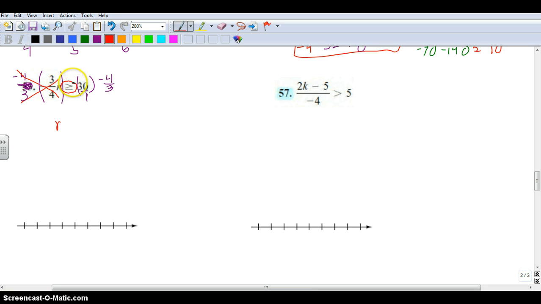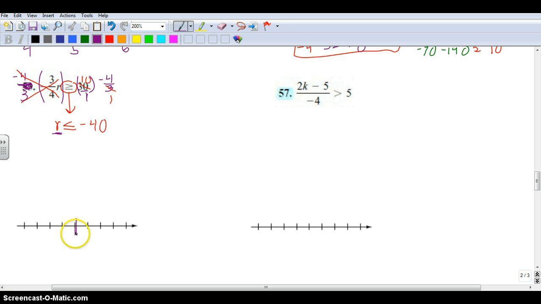But here we have to be careful, because looking back at that rule I wrote up at the top, if you multiply or divide by a negative, the inequality sign flips. So this becomes a less than or equal to. And then right here, the 3 and the 30 reduce like so. And so now we're left with 10 times negative 4 over 1, so just negative 40. Okay? So r is all the values less than negative 40 or equal to negative 40.